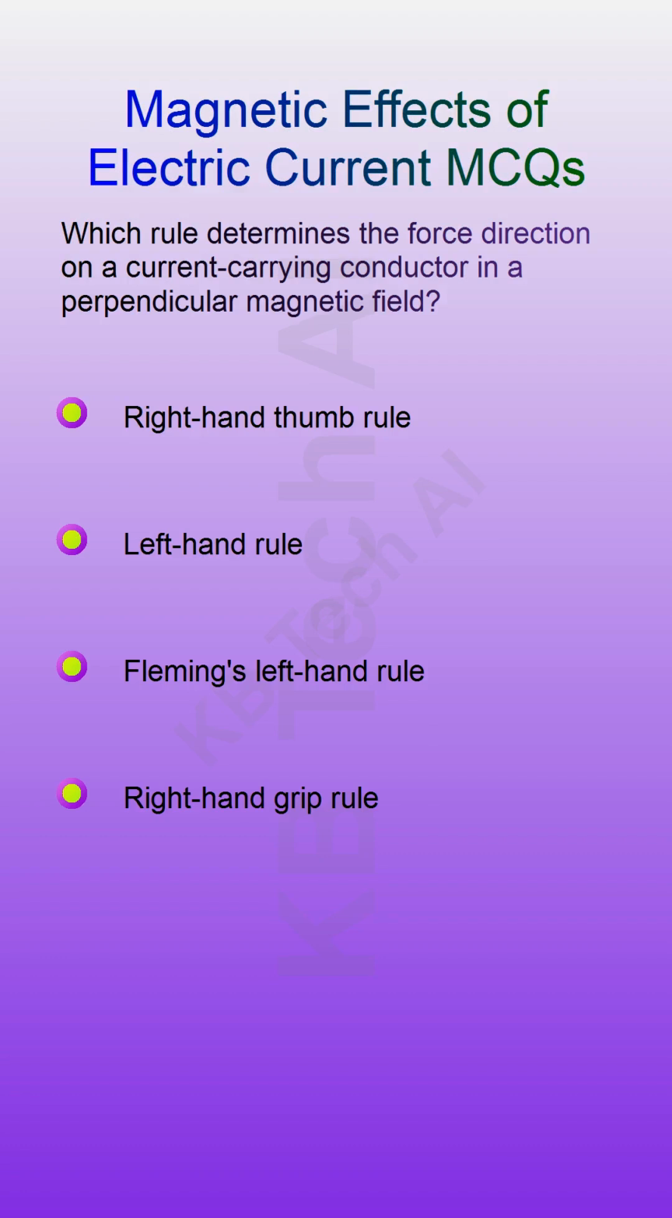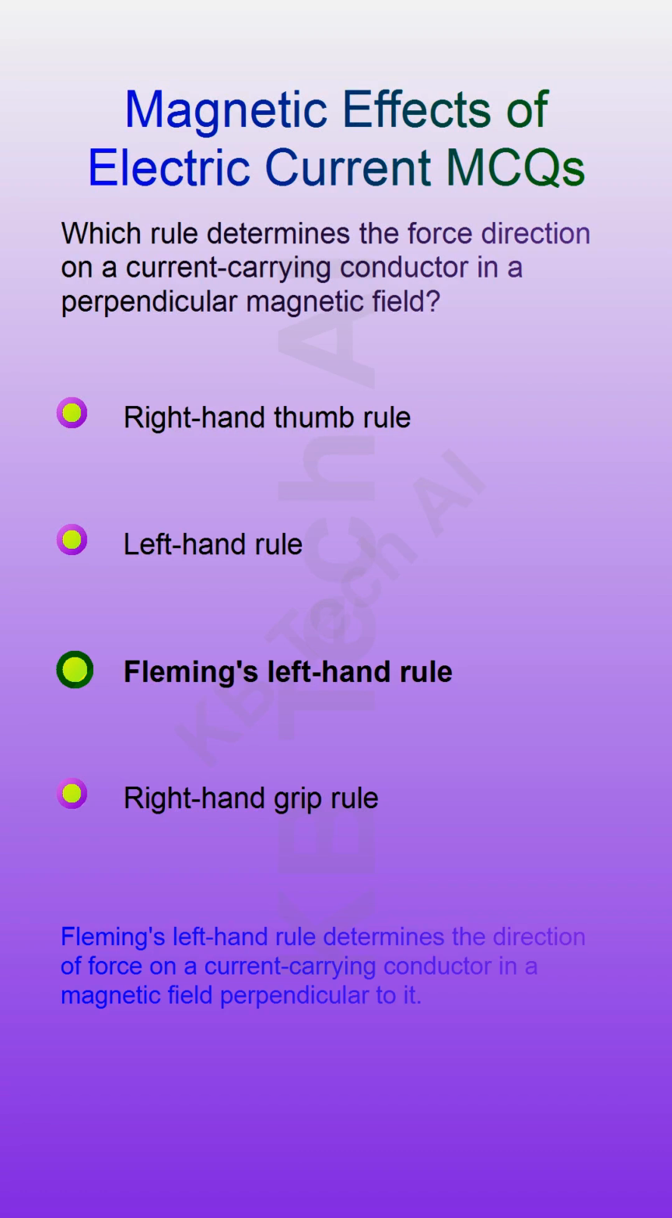Which rule determines the force direction on a current-carrying conductor in a perpendicular magnetic field? Option 1, right-hand thumb rule. Option 2, left-hand rule. Option 3, Fleming's left-hand rule. Option 4, right-hand grip rule. The answer is, option 3, Fleming's left-hand rule.